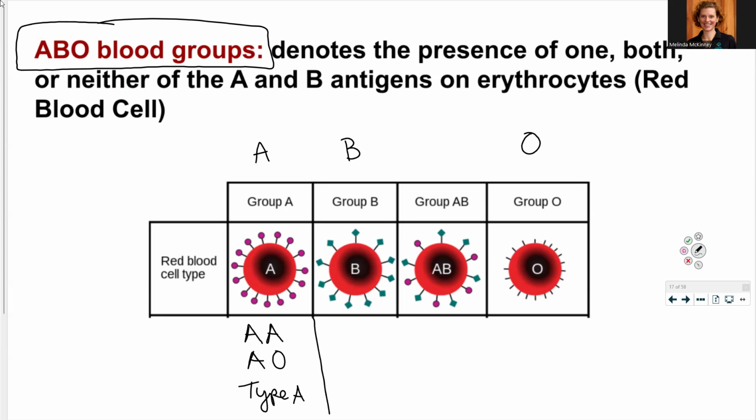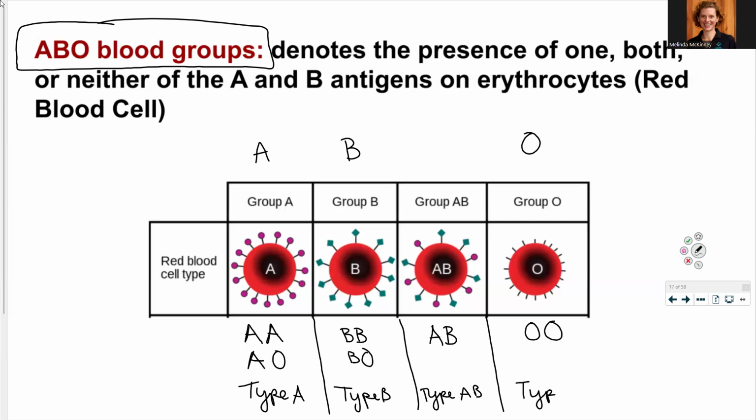If you have the genotype that is BB or BO, you have type B blood. If you have one A and one B, then you are type AB blood. If you have two alleles that are both O, then you are type O blood. So what does this mean?